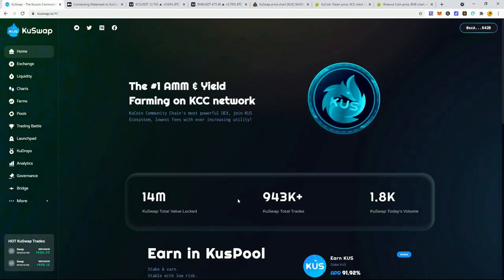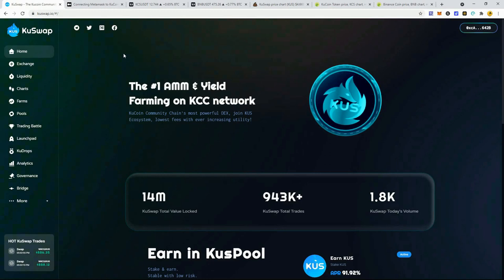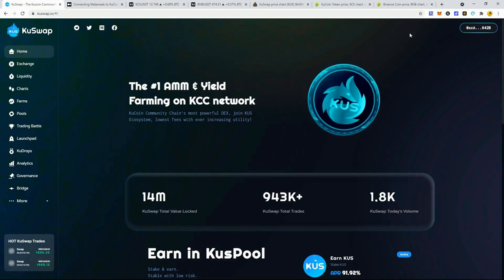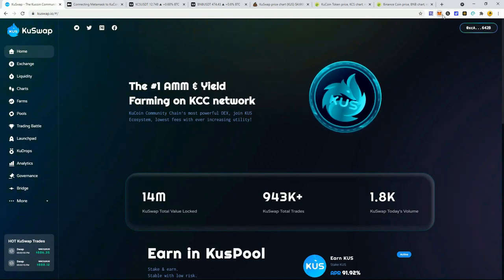And in this video, I'm going to give you guys a brief introduction to the KuSwap exchange that runs on the KuCoin network, the KuCoin Smart Chain. This is very similar to the Binance Smart Chain and Pancakeswap. You can interact with it with MetaMask. All you have to do is put in a custom RPC network.